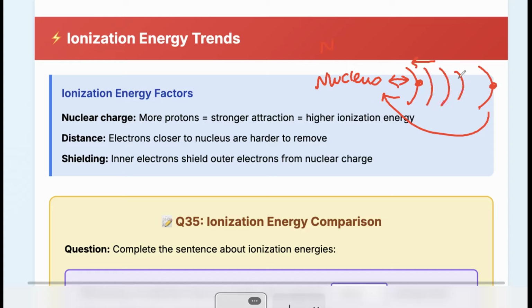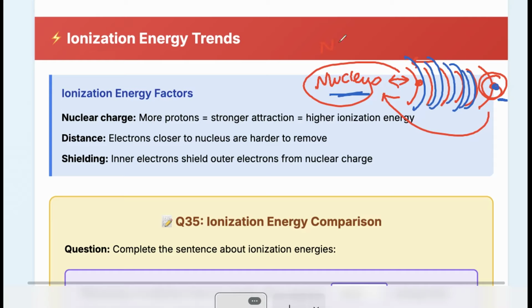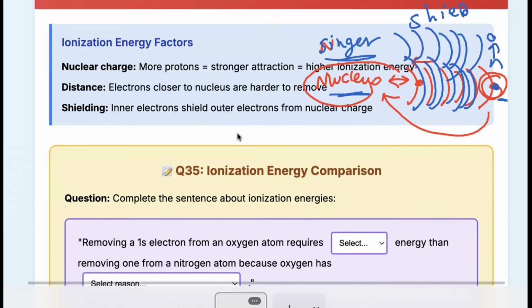The third is shielding. If you have layers in between, so between this electron and the nucleus, there are layers of negatively charged electrons, they make a shield. So it's like the nucleus cannot see this electron. It's like you are at a party and this is the singer and you are trying to get closer so you can say hi, but these people are between you and the singer. They are making a shield. So the more shielding from the negatively charged electrons, the more difficult it is for the electron to be attracted. It will be easy for it to be removed, so ionization energy decreases.